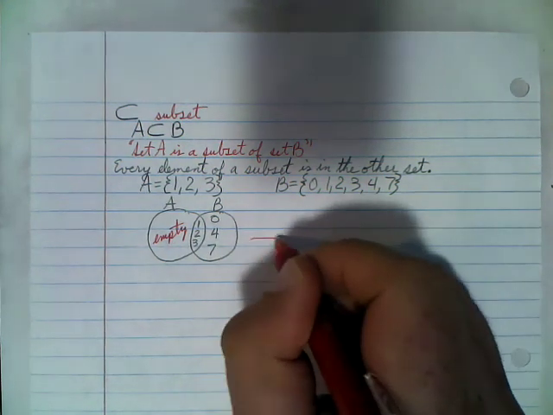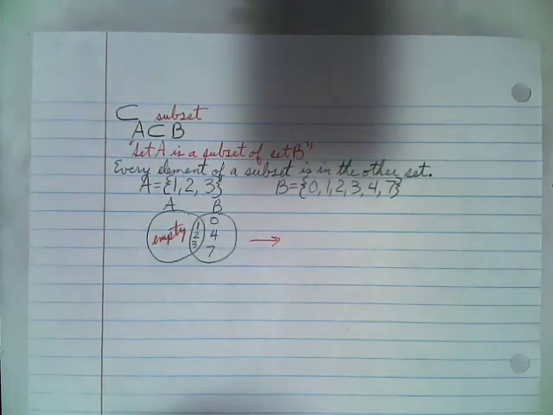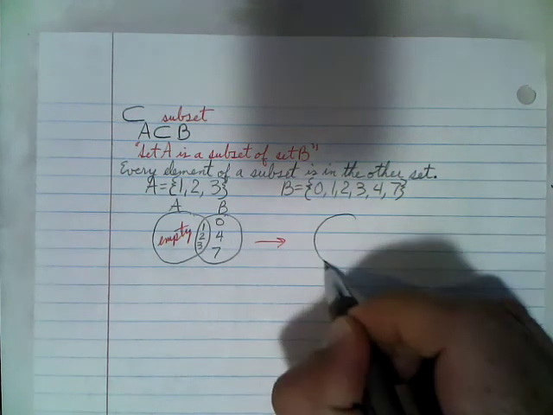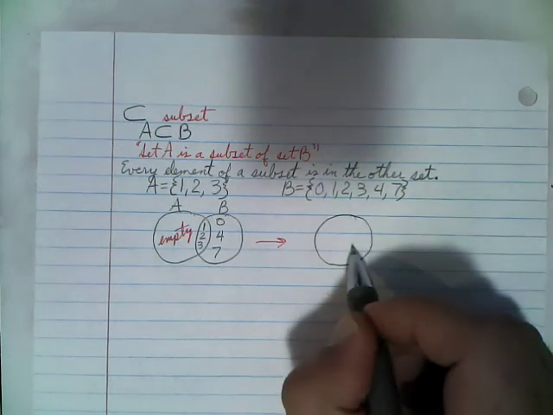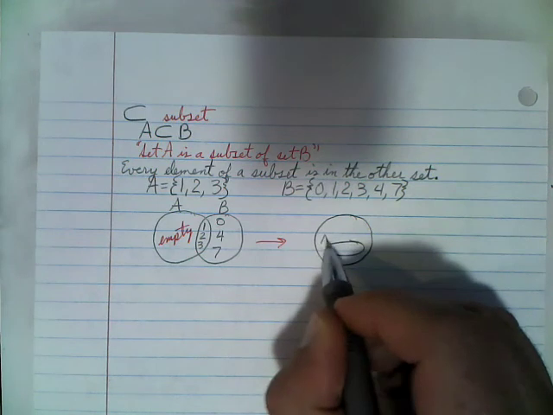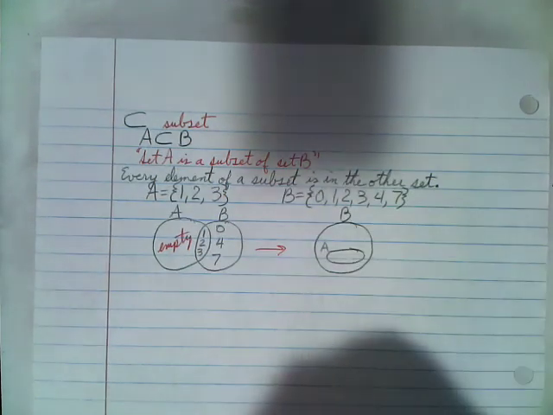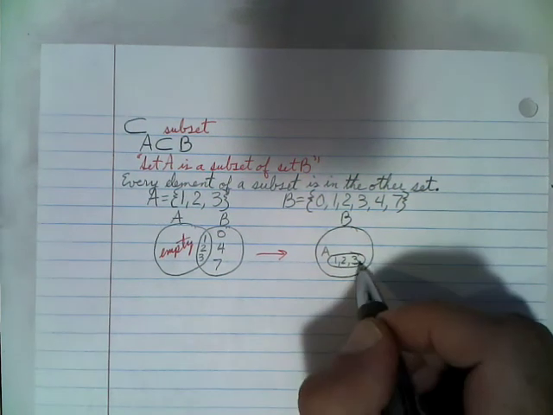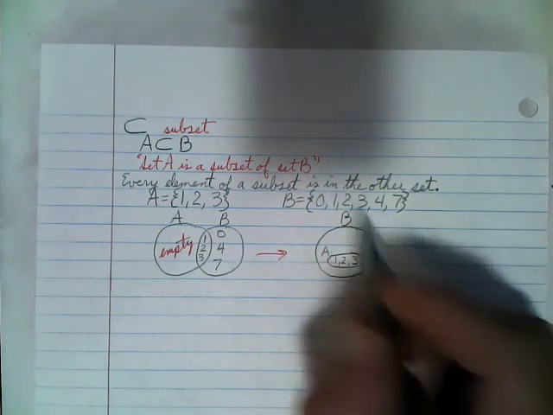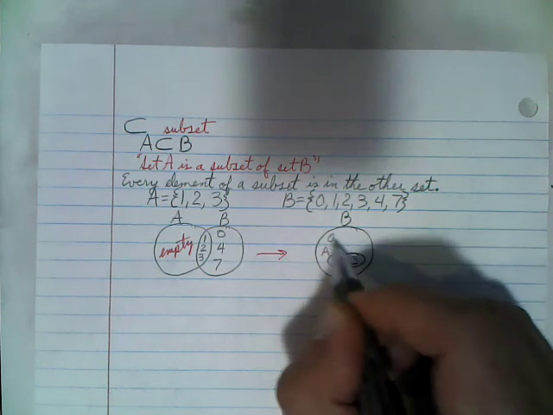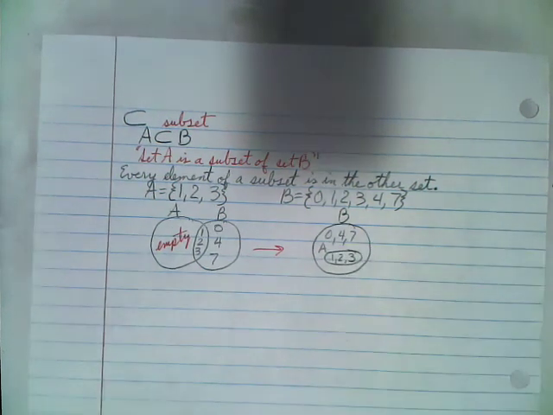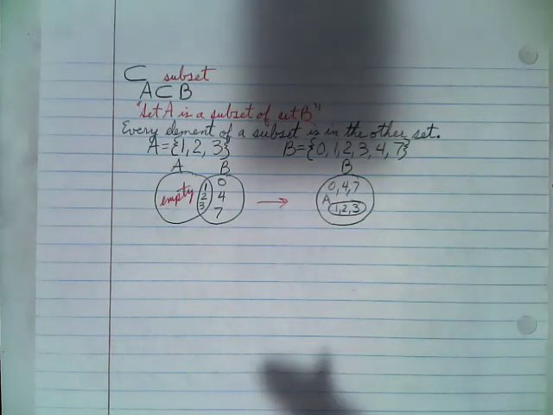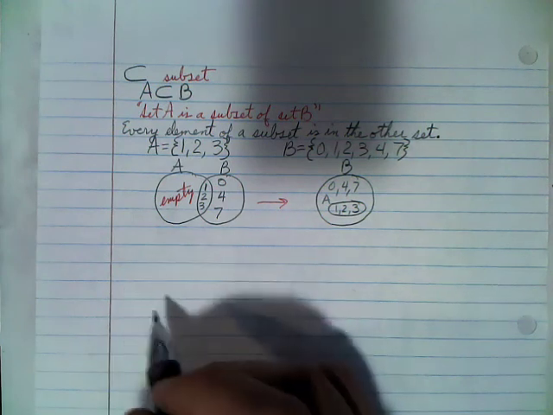Or another way to visualize this is if A is a subset of B, then A should fit into B. So A has 1, 2, and 3. Are 1, 2, and 3 also a part of B? Yes, they are. But also 0, 4, and 7 are. So A is a subset of B. We're going to move on to our next symbol.